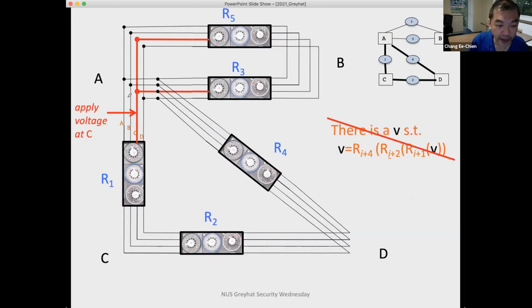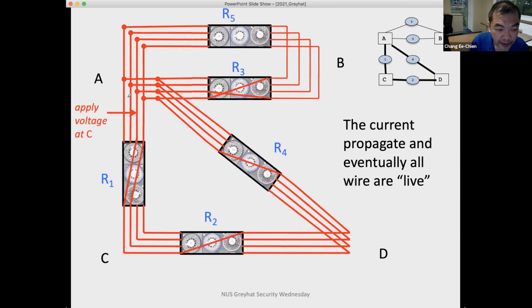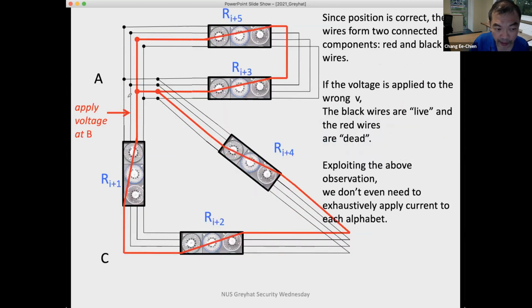And what if everything is correct, but I apply at B? Just now I mentioned that it divides into two circuits, everything red or everything black. You apply it here, then all the black will light up, but there is one that does not light up. Okay, right? So now this gives a very interesting way.